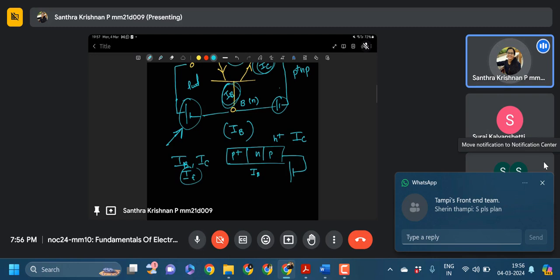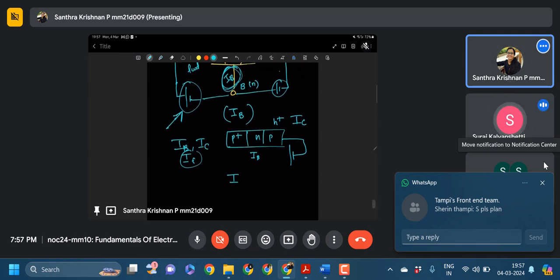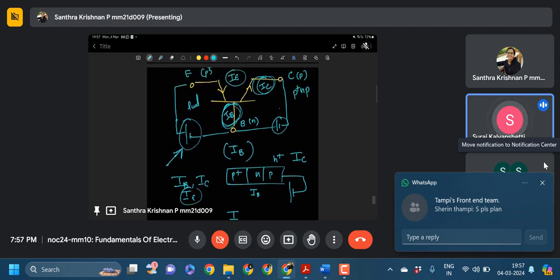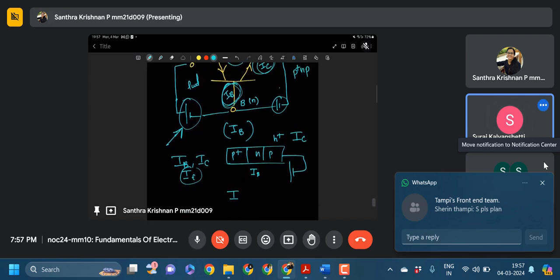This equation that they're saying is not an explicit equation. Theoretically, IE should be equal to the sum of IB and IC. And that is the current transfer ratio, IC by IE.